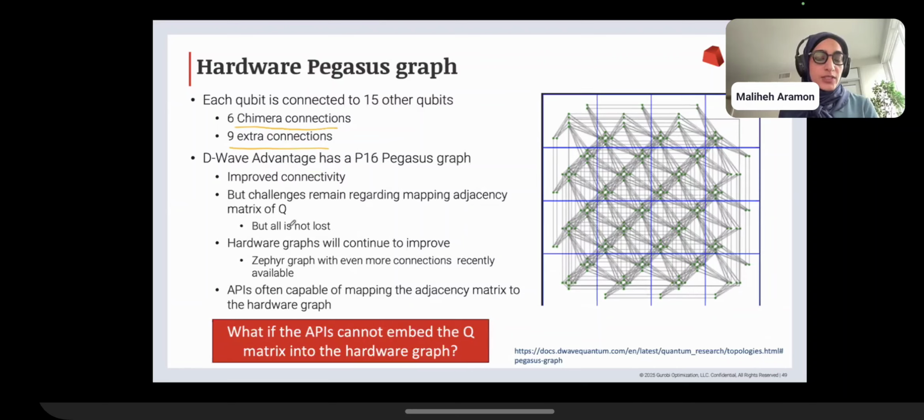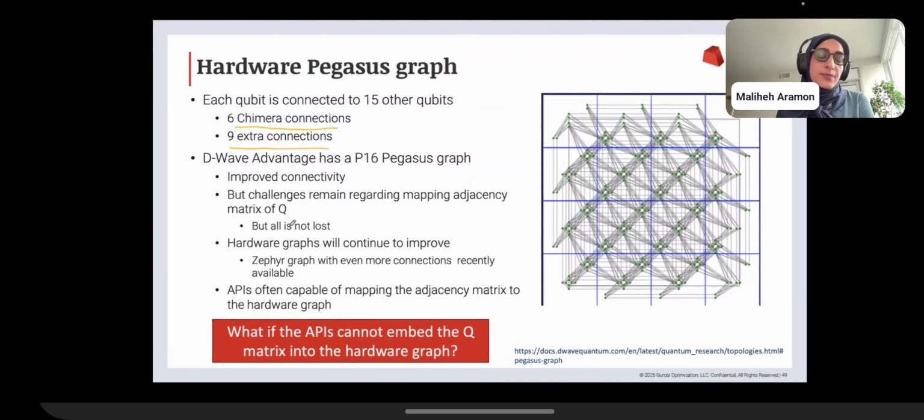So, there are different algorithms for finding this embedding. Originally, finding the embedding for a graph on the hardware graph is an NP hard problem, but if you know the logical graph in advance, there are some polynomial time algorithms for some graph types. But we usually use, I think D-Wave has APIs that are using heuristic algorithms, and sometimes you might not be able to find an embedding.